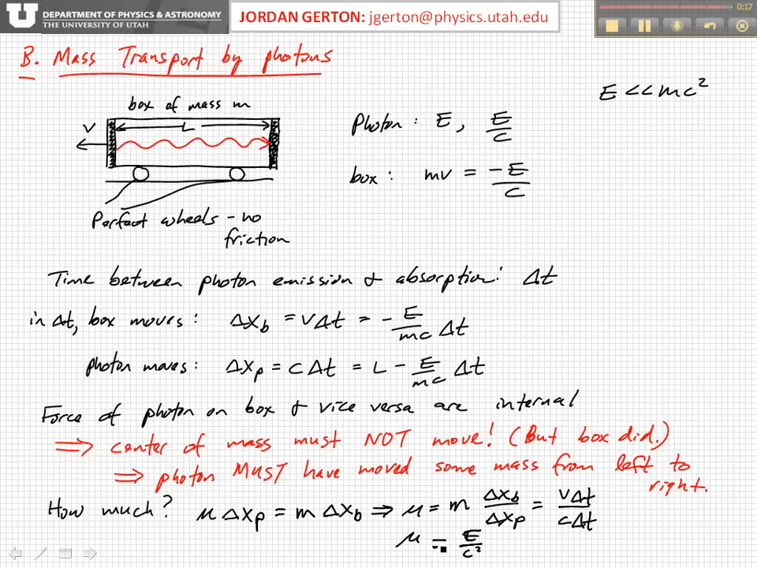This does not mean that the photon has mass, but it just means that the emission of the photon corresponds to loss of mass from that side, and the absorption of the photon corresponds to gaining of mass on that side. And so we see that photons can transport energy.